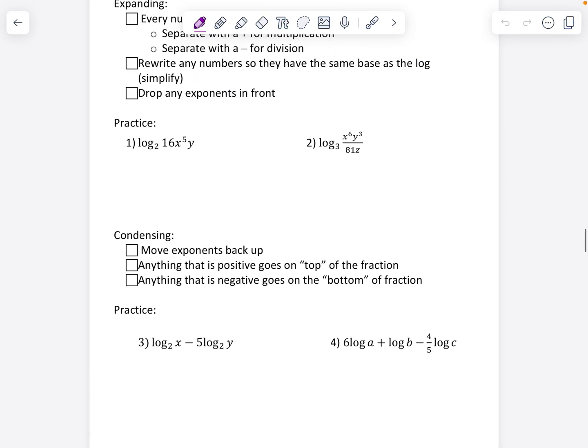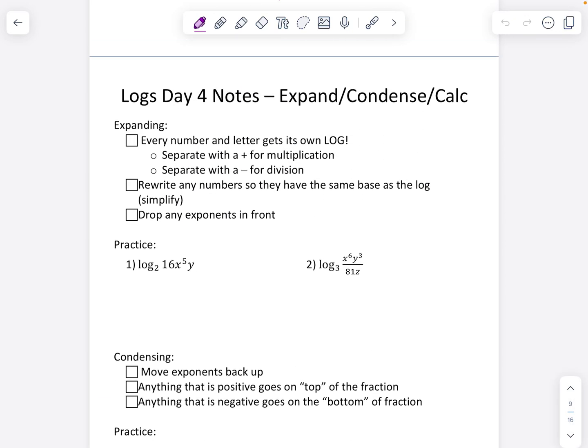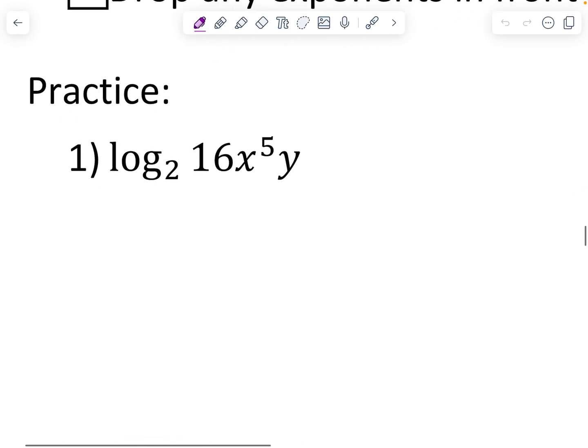Okay, so we are just going to do some more practice from yesterday's lesson, and then we're also going to add the calculator. Remember, when we want to expand, we want each log to have its own log. So here, and then we also want to make sure that we have prime numbers. So right here, we have a lot of multiplication and we have a power right here.